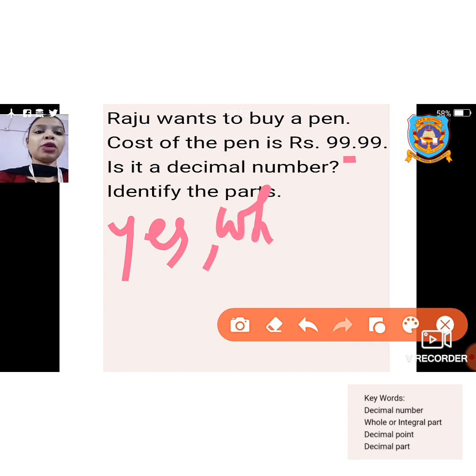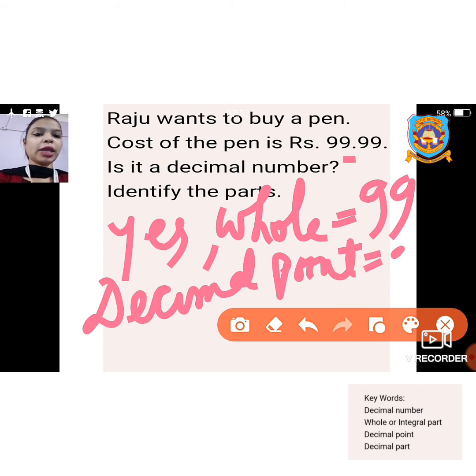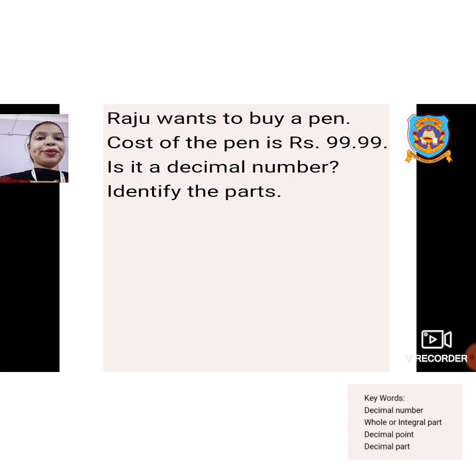So the whole part is 99. Then the decimal point is the dot. And the decimal part is what we have after the decimal point, 9 and 9. In this way we can identify the parts of a decimal number.